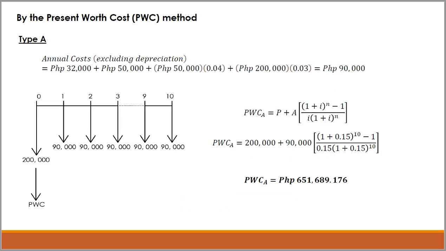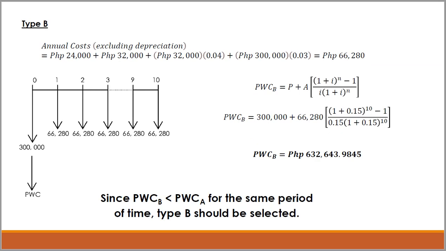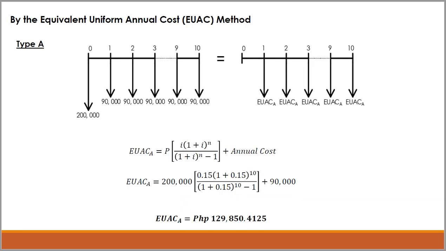Okay. So this is 651,000. This is 632,000. So type B is cheaper. Okay. So since PWCB is less than PWCA, for the same period of time, type B should be selected because it's cheaper cost. So next, what is the next method? The equivalent uniform annual cost method.